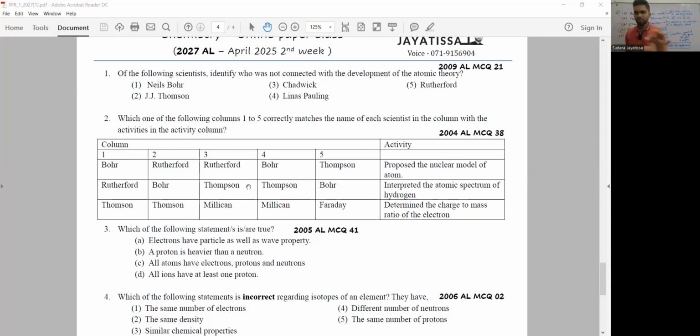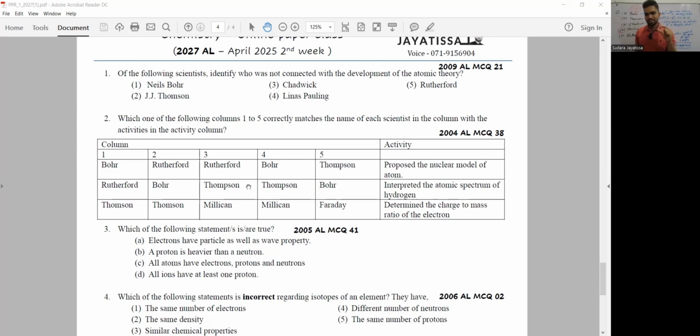There is something new to you, which we haven't discussed yet. What is that? Interpreted the atomic spectrum of hydrogen. We haven't discussed the hydrogen spectrum yet, but that name might be familiar to you. The hydrogen spectrum was there between which atomic models? Can someone answer and tell me? I know you all remember, but can one of you tell me?